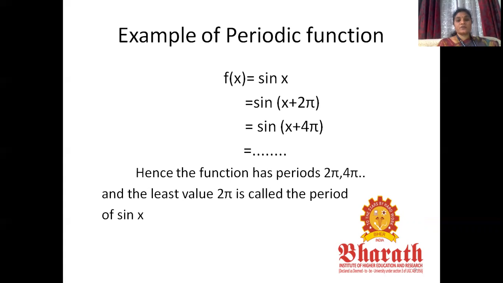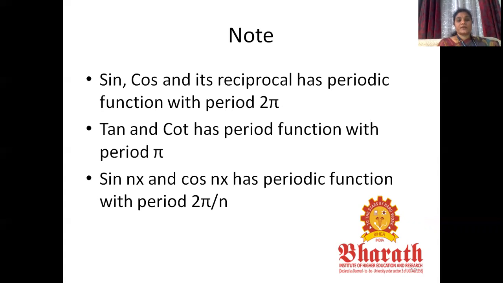So we are writing f of x is equal to sin x, which is equal to sin of x plus 2 pi, next sin of x plus 4 pi, etc. So here the function has periods 2 pi, 4 pi, 6 pi, etc. And among these, the least value 2 pi is called the period of sin x. Note: sine, cos and their reciprocals are periodic functions with period 2 pi. Tan and cot are periodic functions with period pi. Sin nx and cos nx are periodic functions with period 2 pi by n.